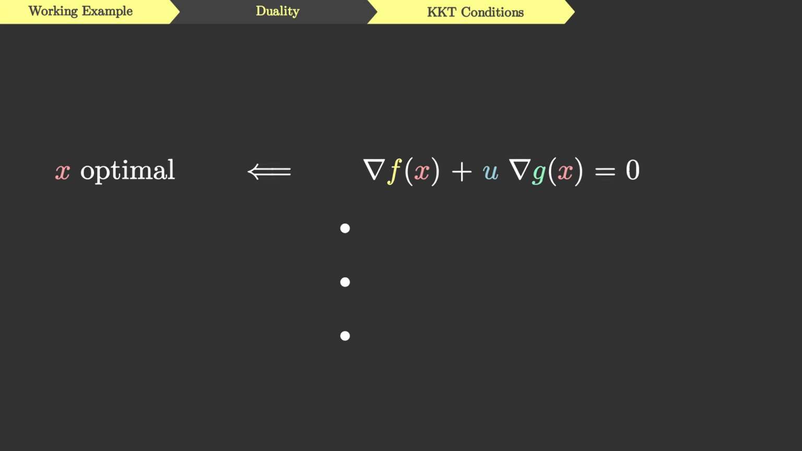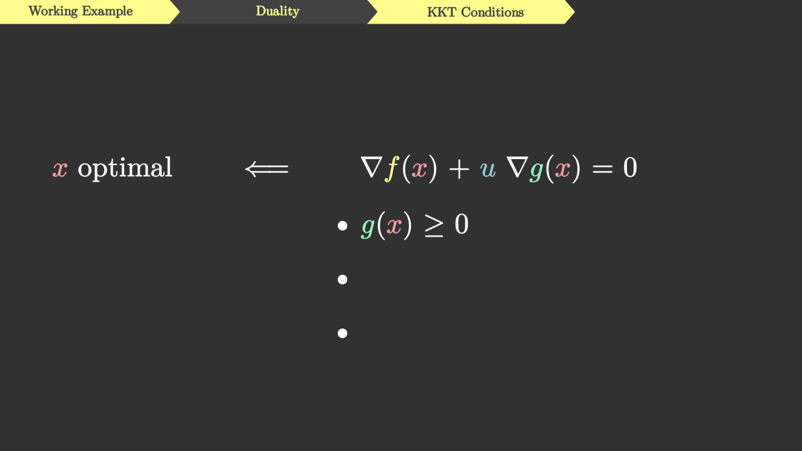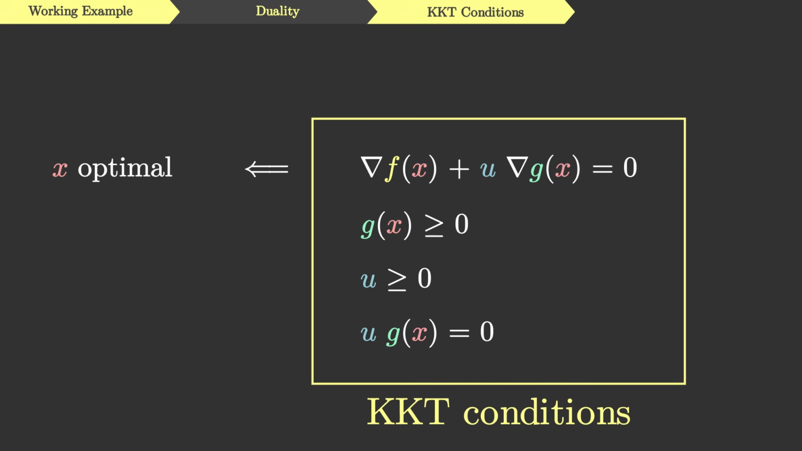First and foremost, we need x to be feasible. Second, the scalar u should be non-negative. And last, the penalty term u times g should be 0. Only this last condition is new. And the meaning of this condition is that, at the end of the day, if you choose x and u properly, the penalty term u times g should not affect the optimal value of our minimization problem, and hence should be 0. These conditions together are known as the KKT conditions, and they are extremely important in convex optimization.